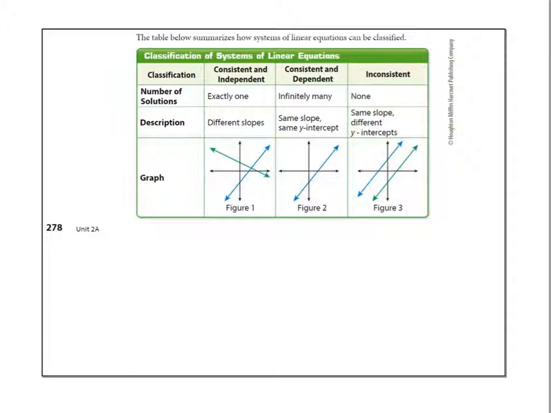Inconsistent means there are no solutions. The lines are parallel, they never intersect, and how you would tell that is the slope is the same, but the y-intercepts are different, because if the y-intercepts were the same, that would take us back to consistent and dependent. So this is a really good table to refer back to.